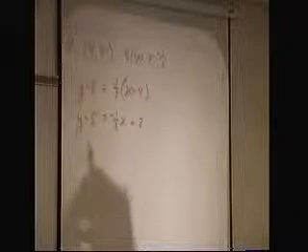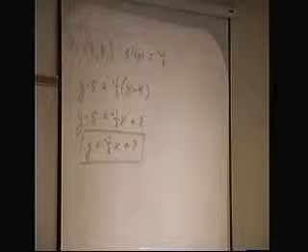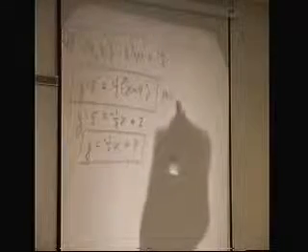Negative 1/2 x plus 2. We add 5 to both sides and you get y equals negative 1/2 x plus 7. That's the slope-intercept form. What form is this? Point-slope.